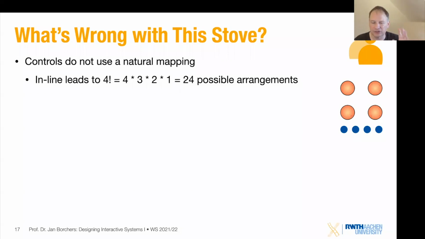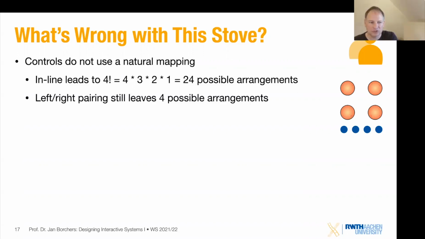Now, not all of these mappings would make sense. Some of these are so hilariously stupid that nobody would ever do them. So for example, we could immediately assume that the two left buttons will probably still somehow belong to the two left stovetops, and the two right buttons will hopefully belong to the two right ones, right? But that still leaves 4 possible arrangements in there.